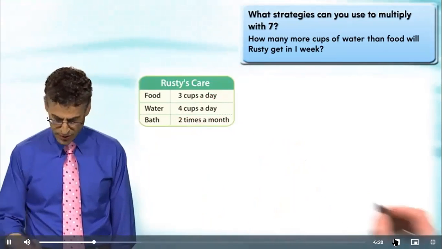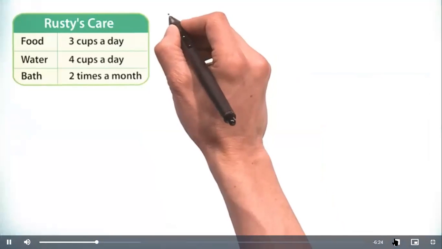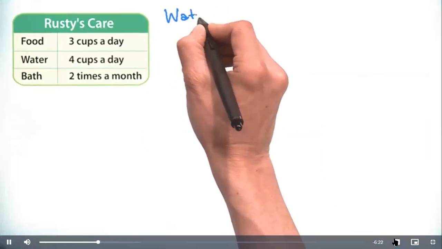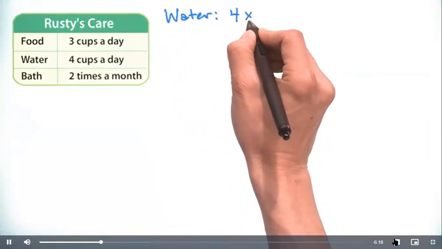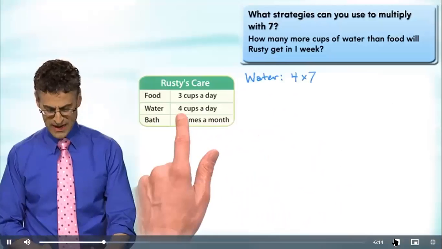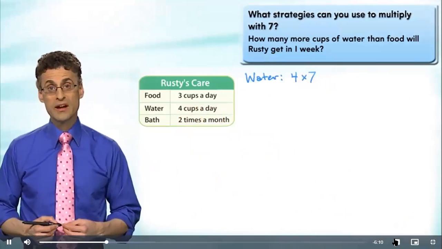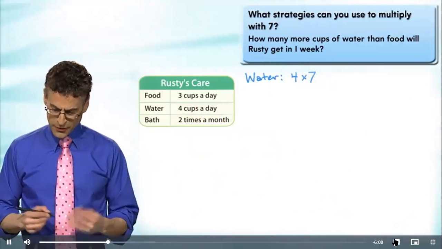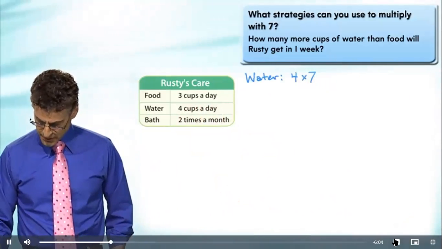So let's talk about water first. For a week, it's going to be 4 times 7, because we have 4 cups for every one of the 7 days. Here's one way of modeling that. First, let's start off with something that we know.